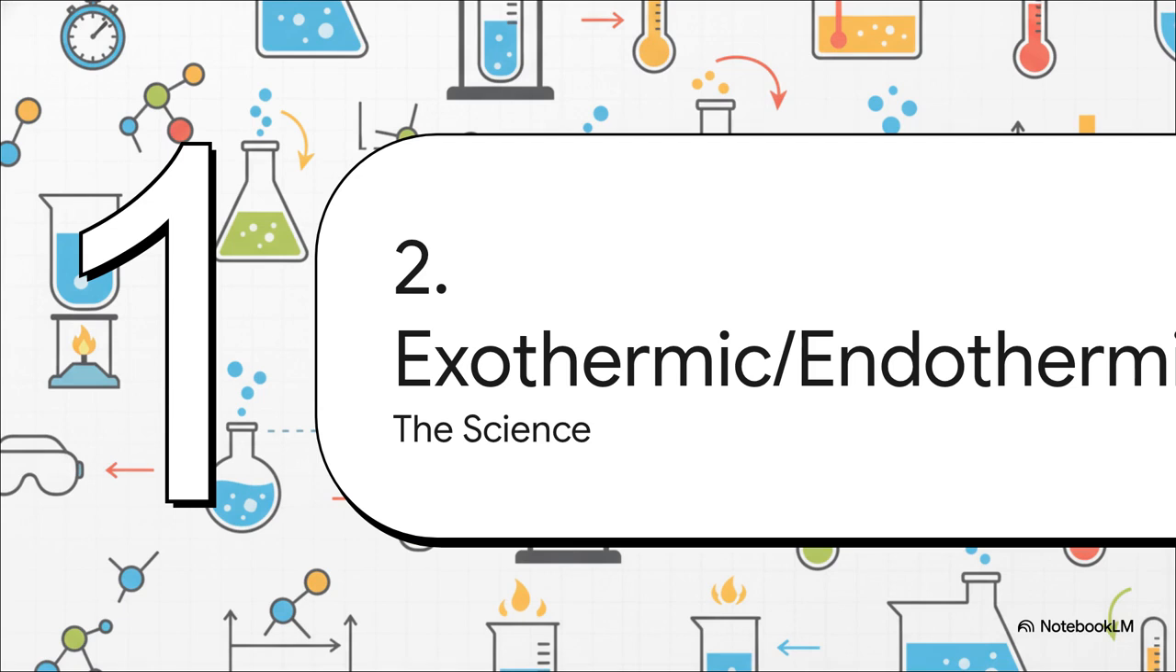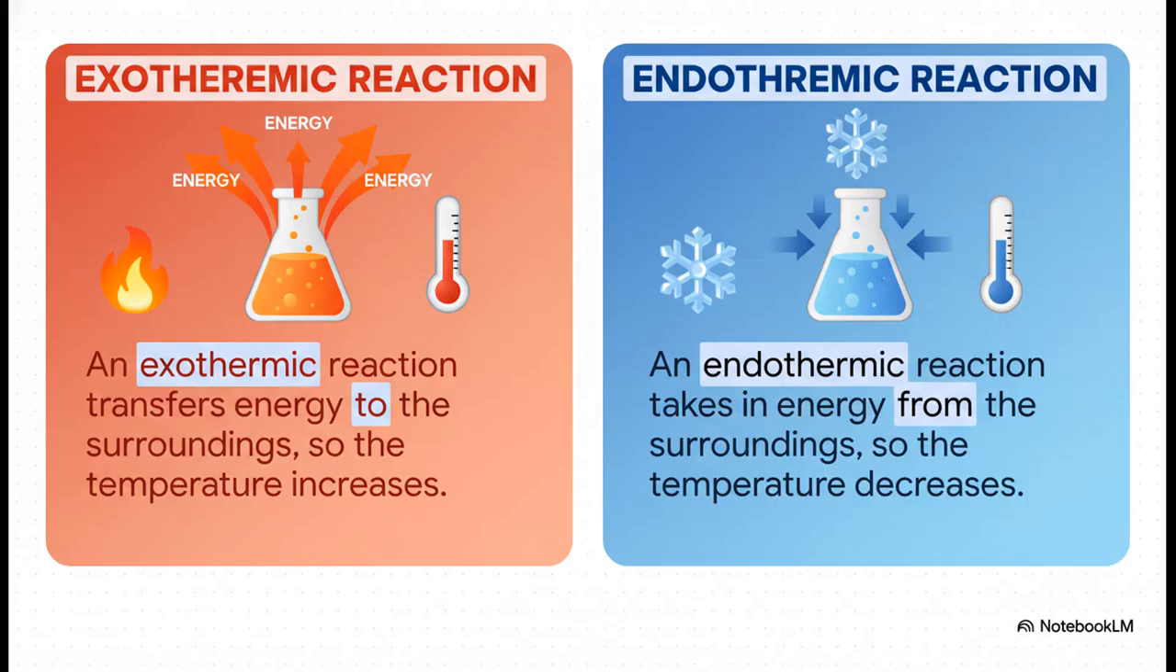Well, this all comes down to two of the most important keywords for this entire topic: exothermic and endothermic. Every single reaction is one or the other. It's all about which way the energy is going. For an exothermic reaction, think exit. Energy exits the reaction and goes out into the surroundings, so the temperature goes up. For an endothermic reaction, think enter. Energy has to enter the reaction from the surroundings, which makes them cooler, so the temperature goes down. That is the absolute key difference.